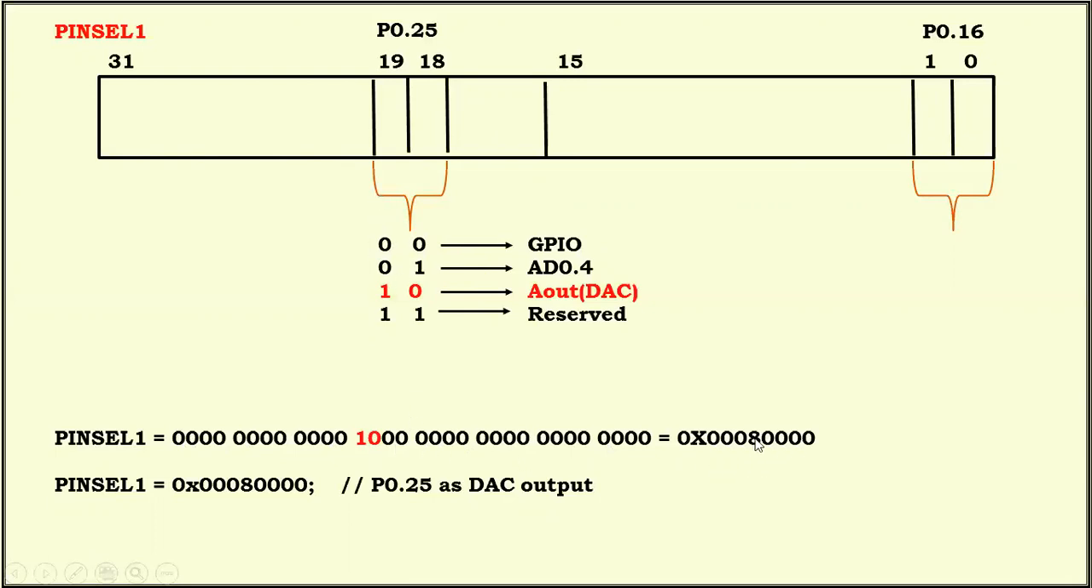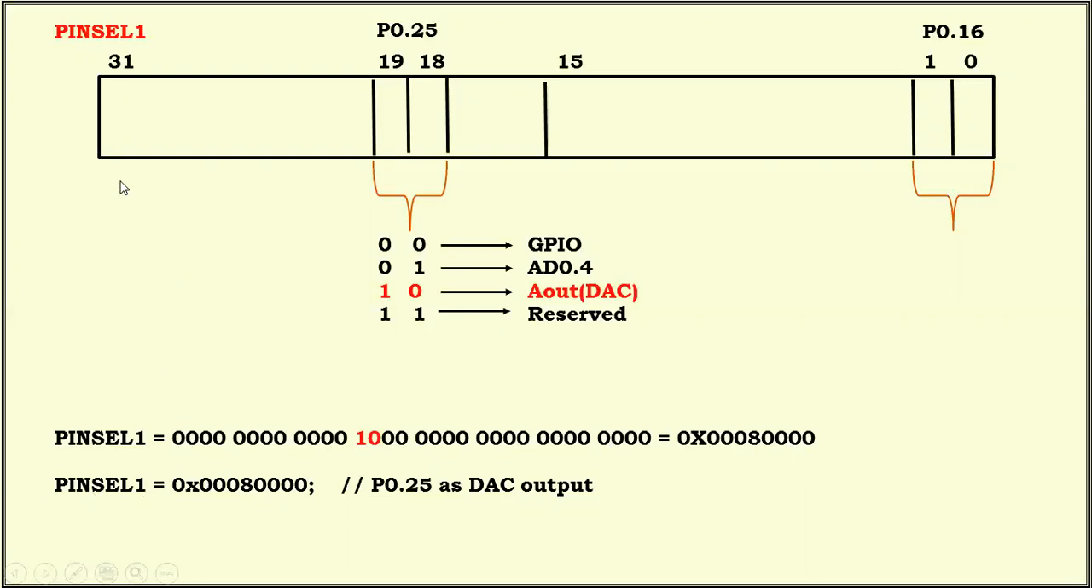Then this is the hexadecimal equivalent of this. So 0, 0, 0 here, 1 followed by 3, 0, 1, 0, 0 is nothing but 8. Therefore, 0x hexadecimal 0, 0, 0, 8, 0, 0, 0, 0. Therefore, we have to write this data into the pin select 1 register.